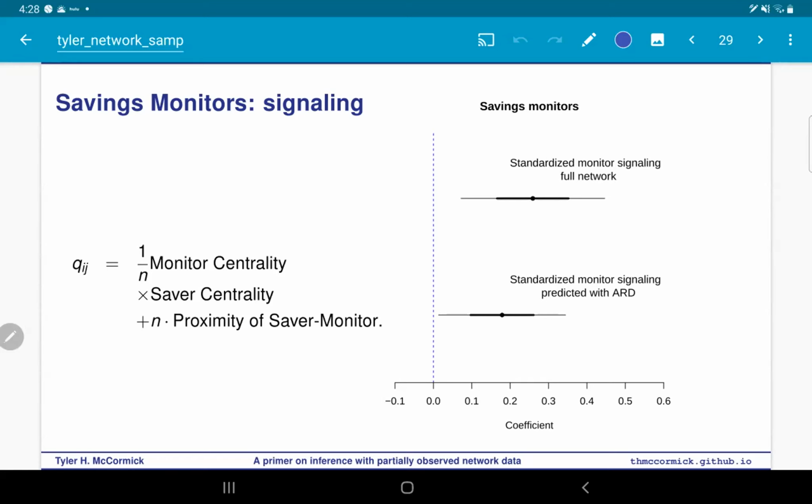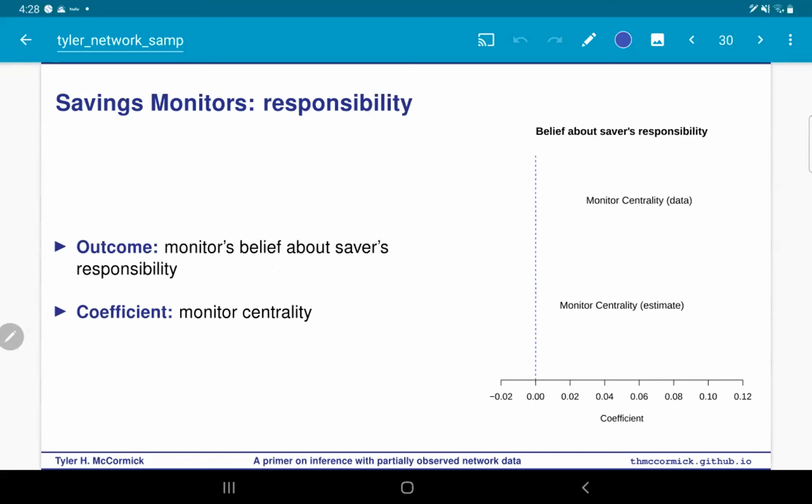So moving on for one more example here, this is a case where we have an outcome on a beliefs-based outcome. So this is looking at responsibility. The outcome here is the monitor's belief about the saver's responsibility. So at the end, you ask the monitor if they think that the saver, the person that's saving money, is responsible. And this is important because this is the key outcome, right? So if we're thinking about informal interactions, one of the things that really matters is your reputation, measuring, did people who are randomly assigned more central monitors get perceived as being more responsible?